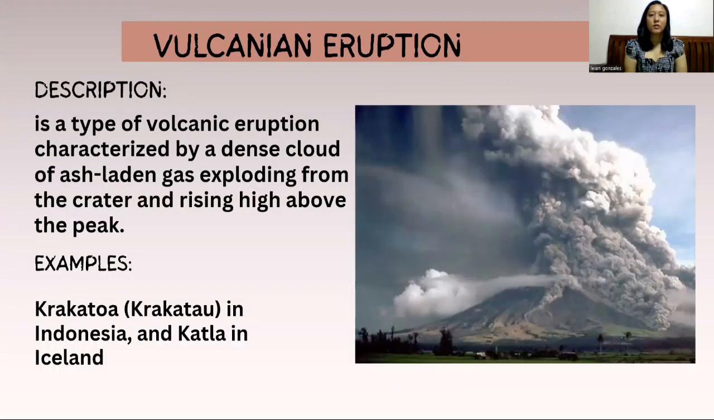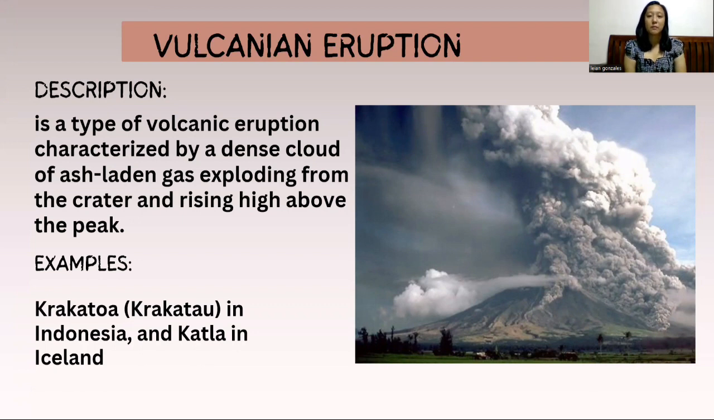Next, we have the Vulcanian eruption. It is a type of volcanic eruption characterized by a dense cloud of ash-laden gas exploding from the crater and rising high above the peak.